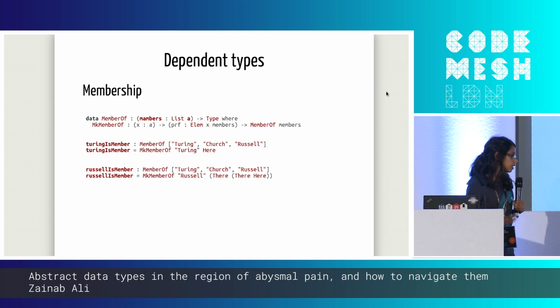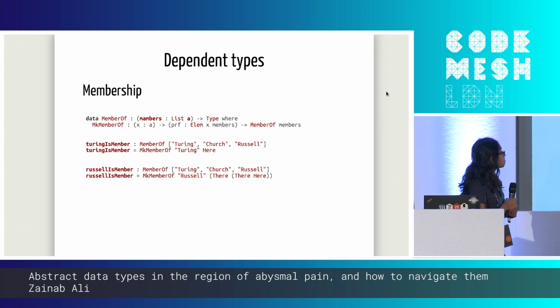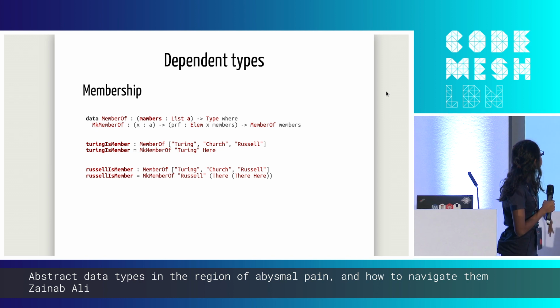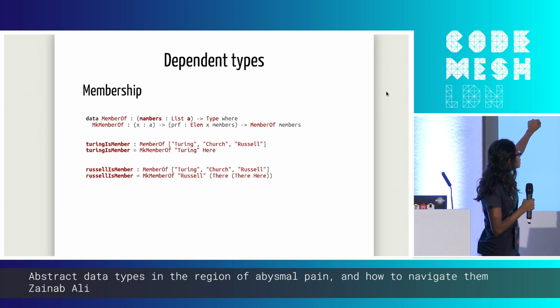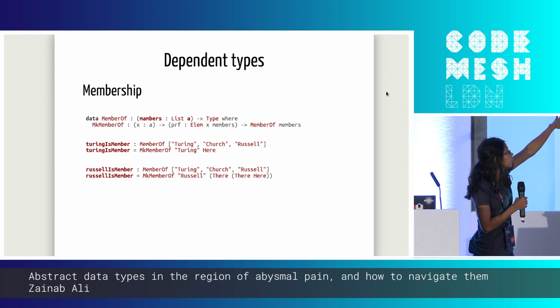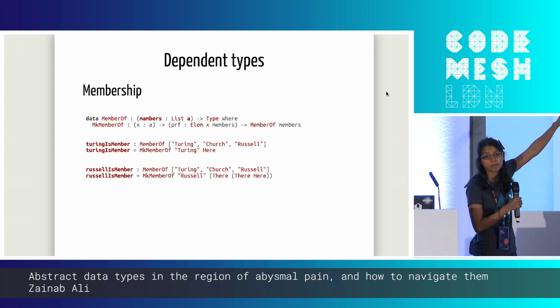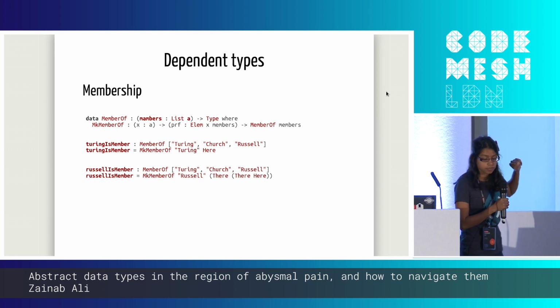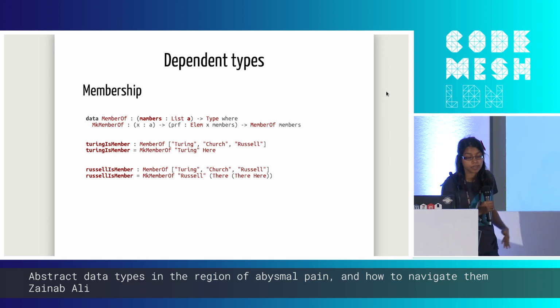Is there a way with this lm type that I've created for me to find if x, some arbitrary x, is a member of a list of x's? So I'm going to create a data type, member of, which takes in some value x and a proof that x is an element of some list of members and returns a member of those members. And this is useful because I can then take this proof and put it in a list.